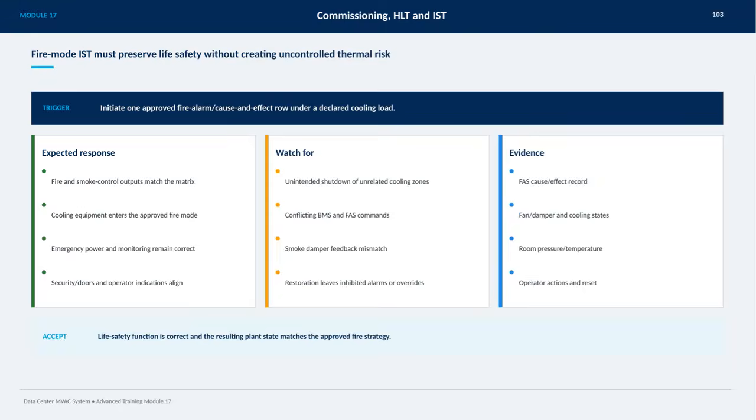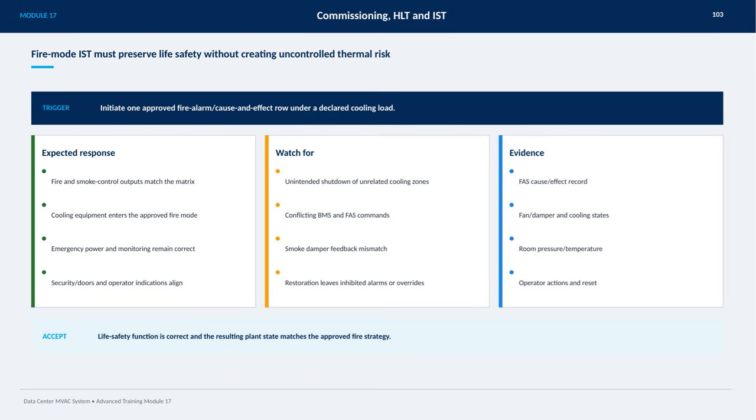In this slide, we focus on the fire mode IST, which must preserve life safety without creating uncontrolled thermal risk. The trigger for this mode is the initiation of one approved fire alarm cause and effect sequence when a cooling load is declared. As a result, fire and smoke control outputs must align perfectly with the predefined matrix. Cooling equipment should switch into the approved fire mode seamlessly, while emergency power and system monitoring continue to function correctly.